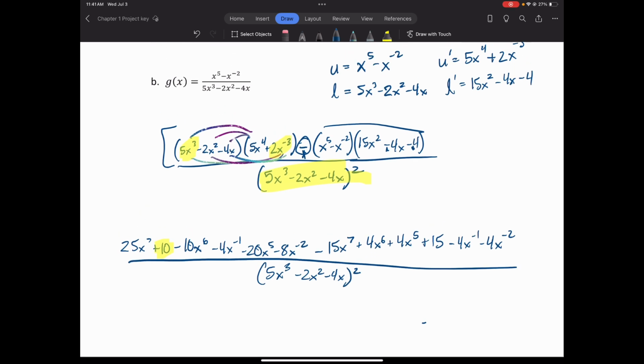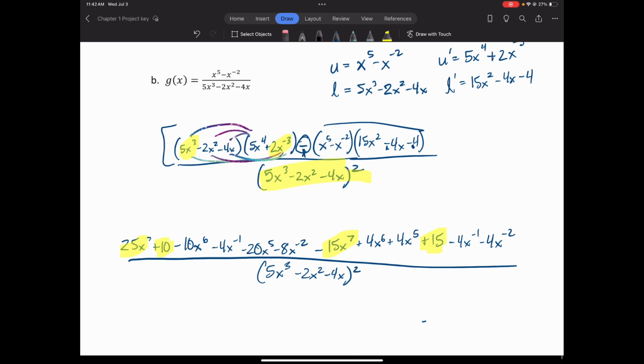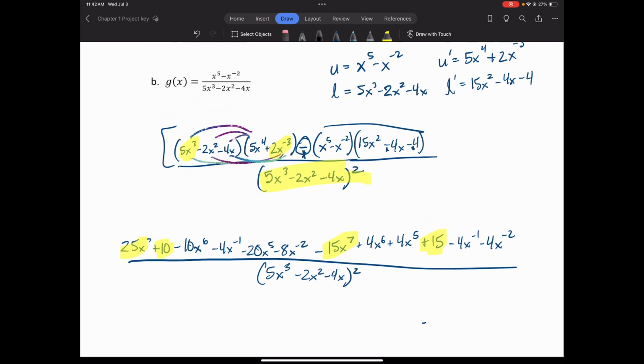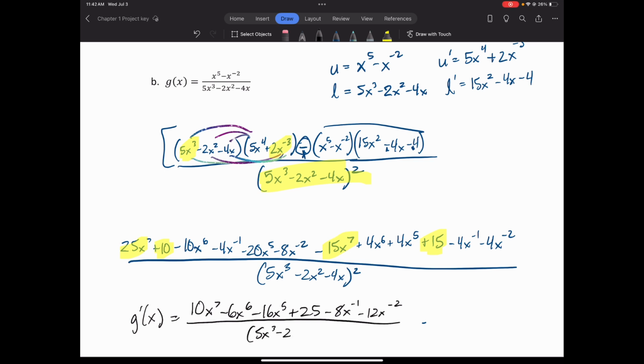Now, I do have like terms, right? I've got a constant term there. I've got a constant term there. I've got an x to the 7th term. I've got an x to the 7th term. So every term has a like term that I can combine it with. So after I combine it, I'm left with the final derivative of 10x to the 7th minus 6x to the 6th minus 16x to the 5th plus 25 minus 8x to the negative 1st minus 12x to the negative 2nd over, and then the denominator is still the same. So just look at the denominator.